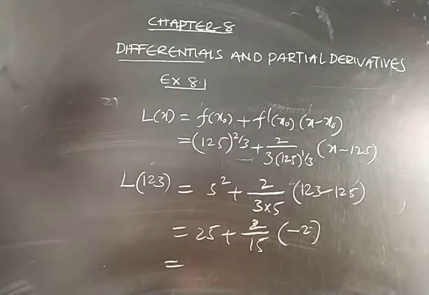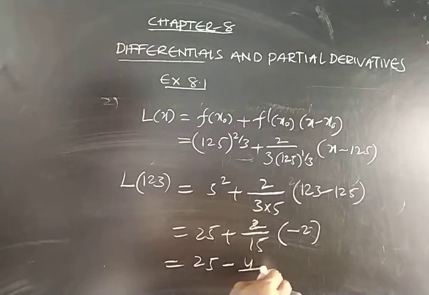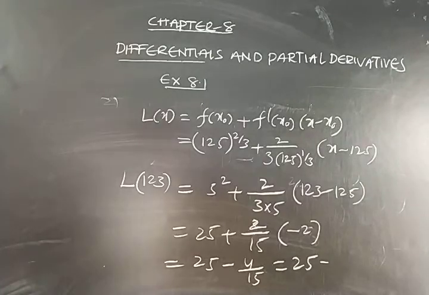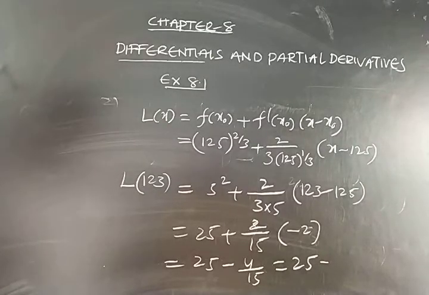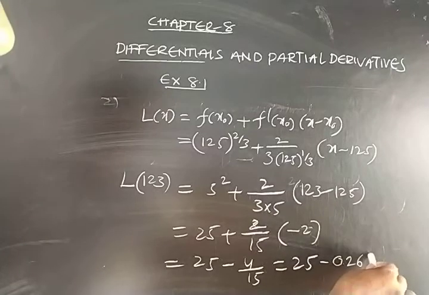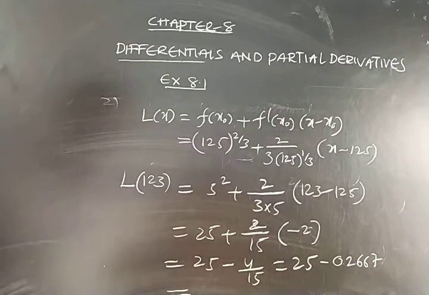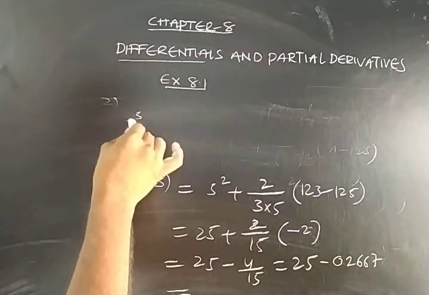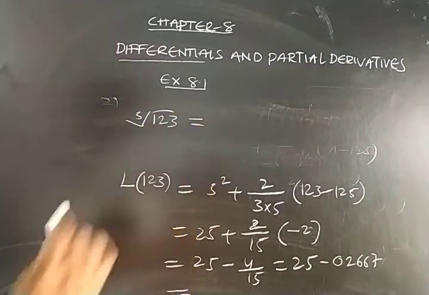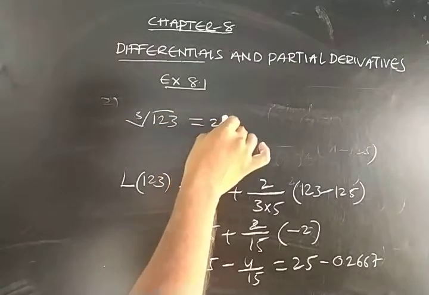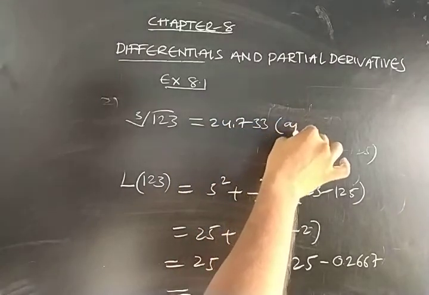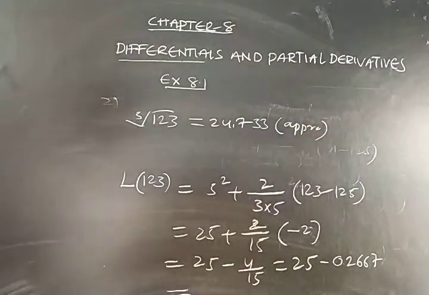So 25 minus 4 by 15, approximate value is 0.2667. By simplifying this, the approximate value of cube root of 123 is 24.733 approximately. So in this way you can solve the remaining problem in the second bit.